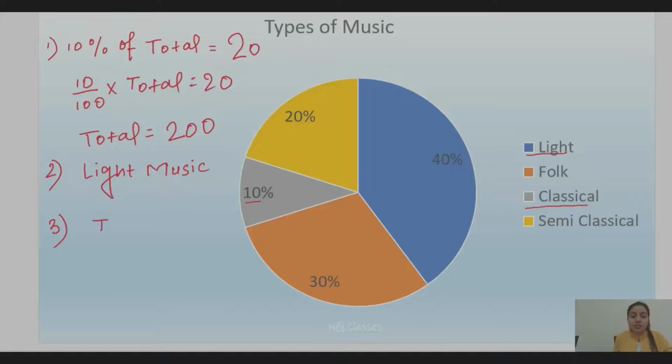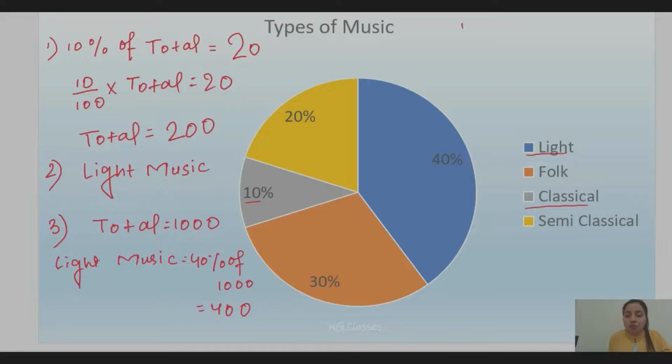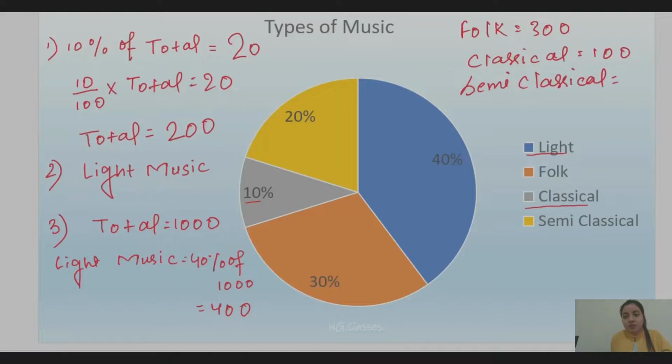So if the total number of cassettes is 1000, the number of light music cassettes will be 40% of 1000, which means 400. Similarly, for folk, it will be 300. For classical music, the number of cassettes will be 100. And for semi-classical music, the number of cassettes will be 200. So these are the number of cassettes.